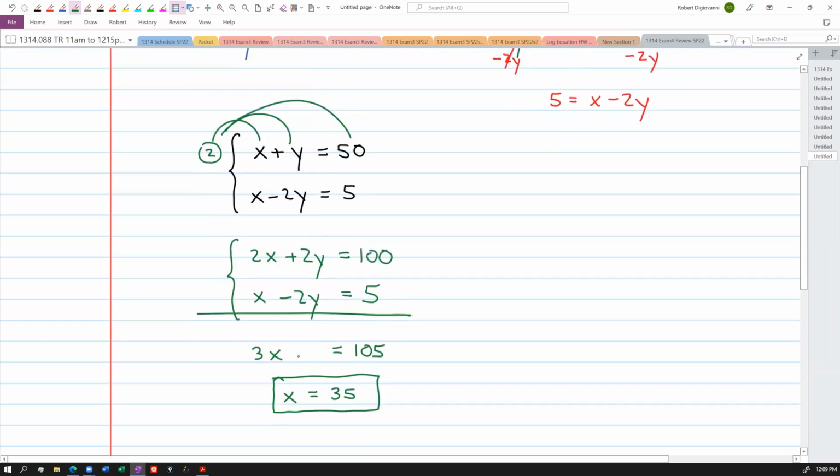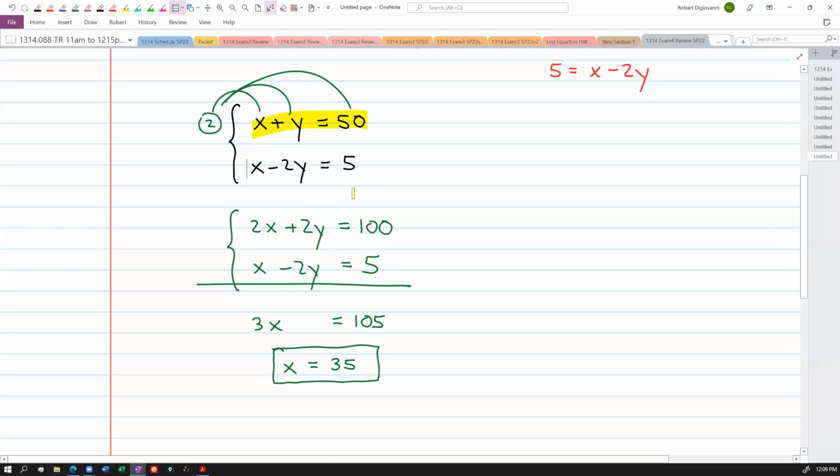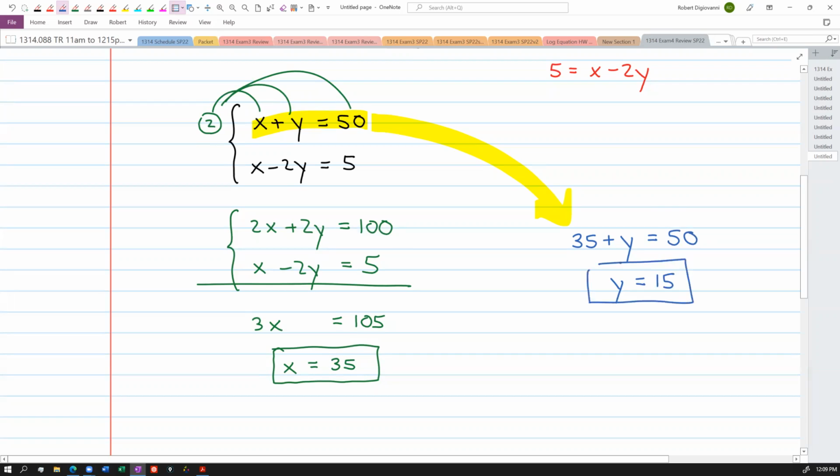And then to get y, we go to any equation we want. I like this one up here. I mean, you know the answer is 15, right? Because their ages add up to be 50, but I'm just going to solve it. Okay, x plus y, x is 35, plus y equals 50. Subtract 35 on both sides and you get 15. Okay. Finished in time.